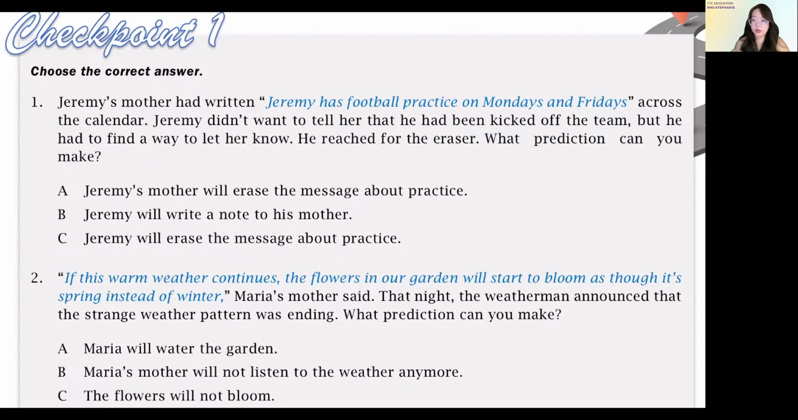So what's the prediction that you can make? Imagine you are the reader. All this while, Jeremy's mother has written Jeremy has football practice on Mondays and Fridays across the calendar. However, one day, Jeremy reached for the eraser and walked towards the calendar. So what's the prediction? Without telling you, we know that Jeremy is actually trying to erase the message about the practice, because it says that he wants to find a way to let her know he had been kicked off the team without telling her directly. So the prediction is the eraser erasing the calendar's notes.